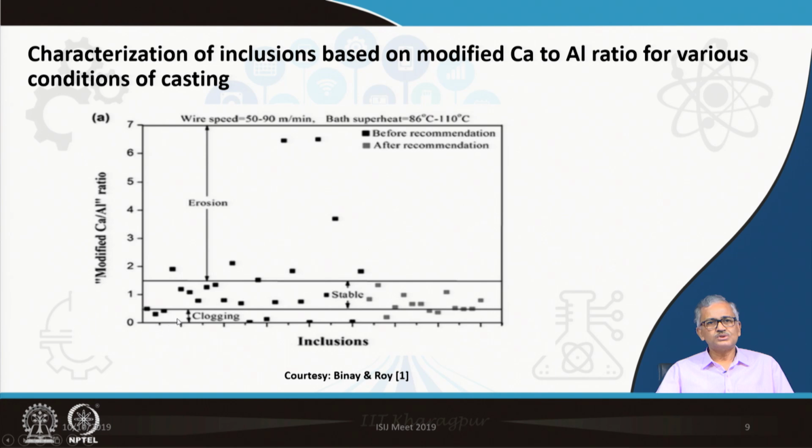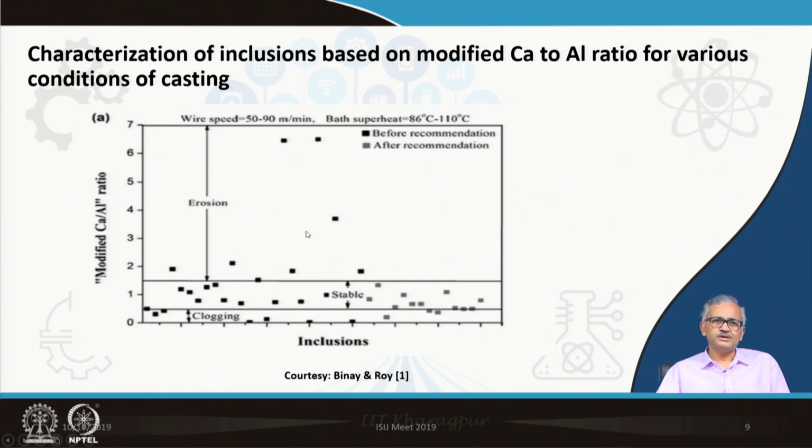There are some samples in the clogging range, which means the alumina rich inclusions, and some inclusions are in the stable range where the calcium aluminate forms as liquid, and there are some inclusions in this range, that is the calcium rich inclusions. Okay. So, those are basically the ladle gate erosion, because aluminum dissolved into the bath. So, ladle gate erosion takes place. So, these are the data we got.